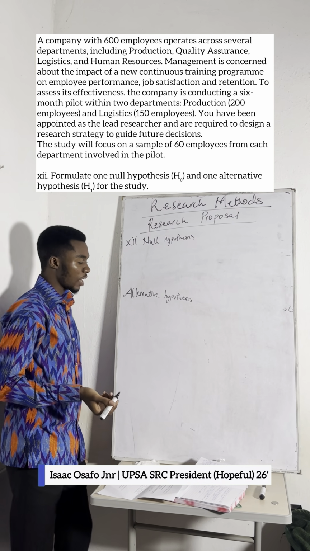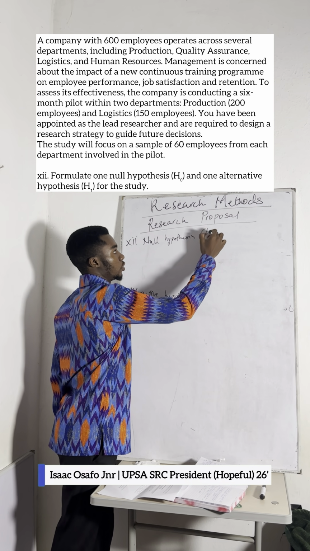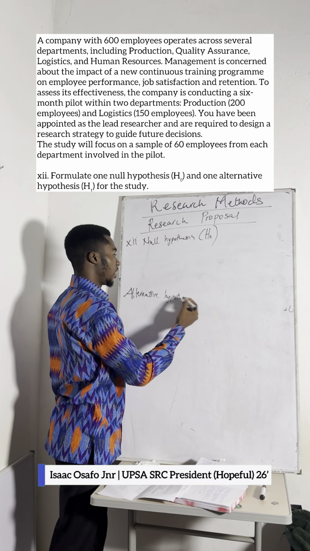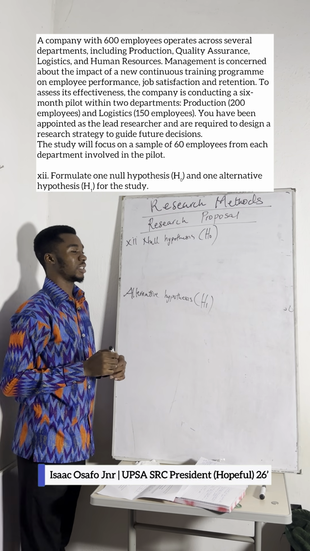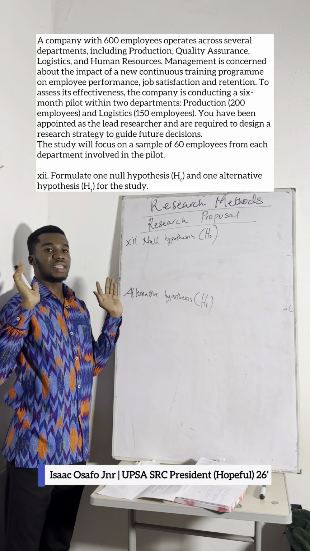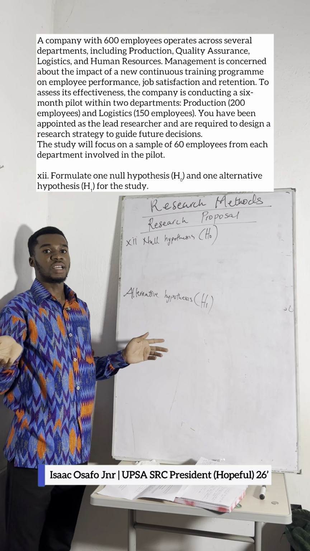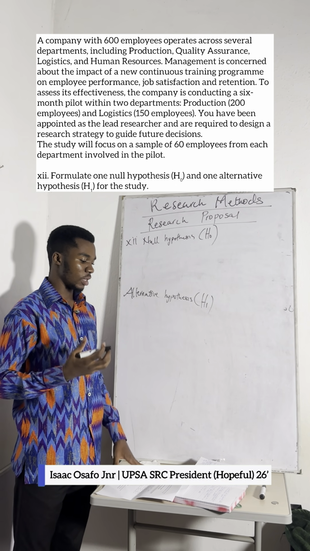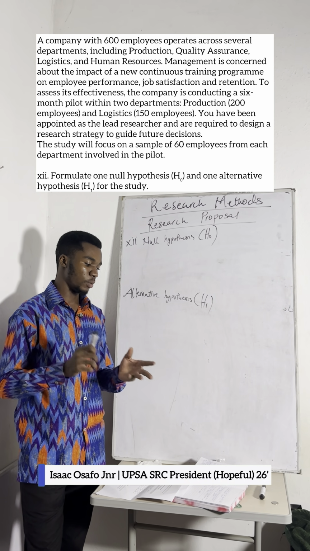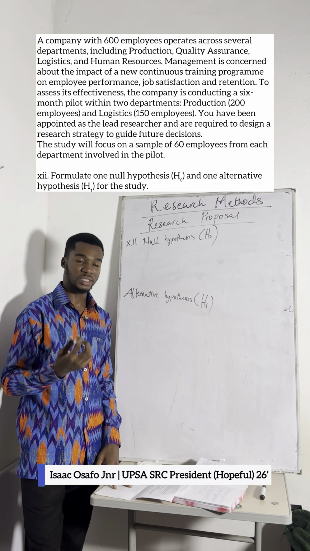Now, the null hypothesis is the same as H0, so something like H0. The alternative hypothesis is the same as H1. Now, when you say null hypothesis, just put it in your head. It means that whatever variables are in the question are not significant. Do you get it? So this one, you talk about the continuous training program on employee performance, job satisfaction, and retention. You get it?